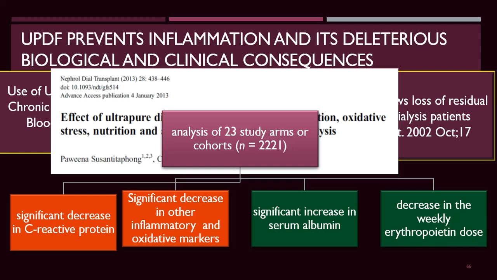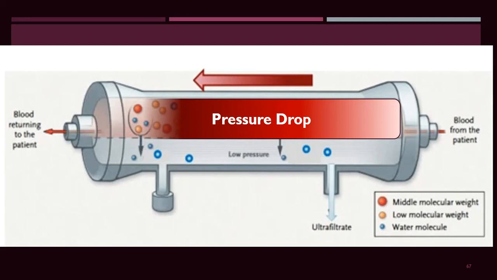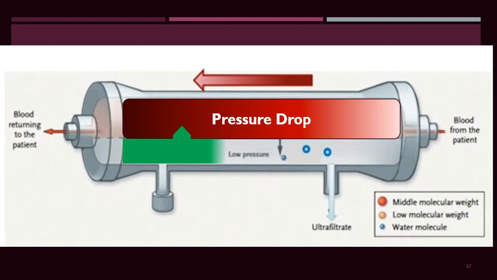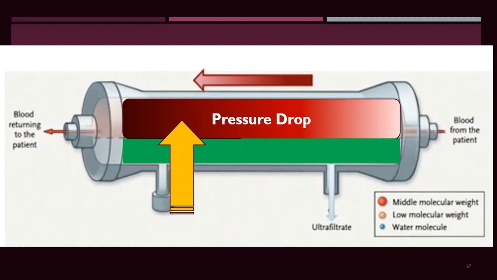In high flux, there is back filtration. So the patient is injected with 6 to 8 liters of dialysate during a single session of hemodialysis with high flux. So it's important to protect that from impurities and endotoxin.